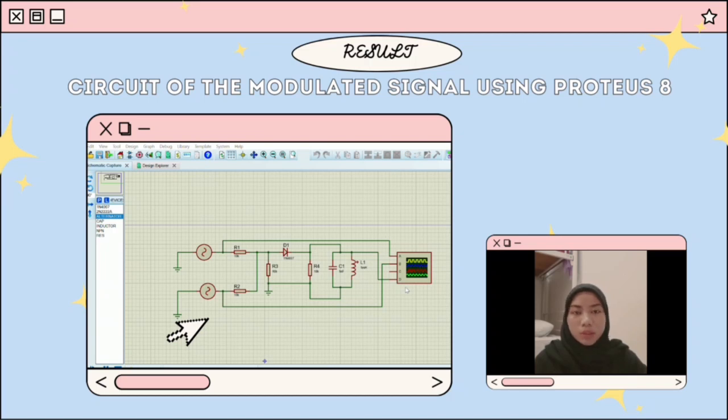For the second power supply, we use an amplitude of 5 volt.